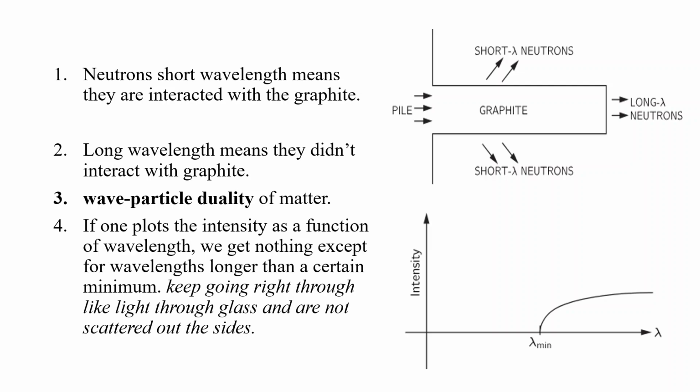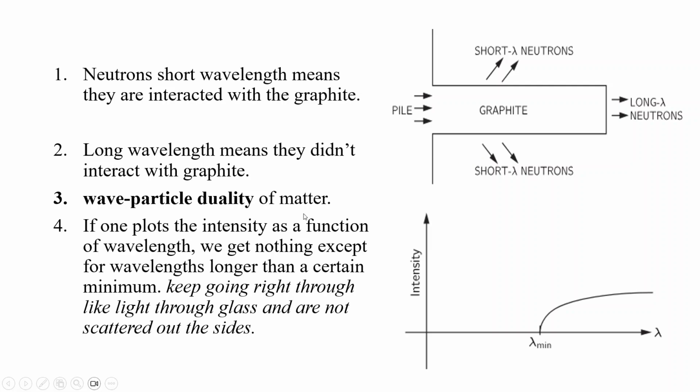So for neutrons, a short wavelength means they interact with this graphite. Let's say this is the input wavelengths, and here is graphite. The long wavelengths don't interact with the graphite. Whatever is coming out didn't interact with this graphite. The short-wavelength neutrons interacted with the graphite and were scattered out.